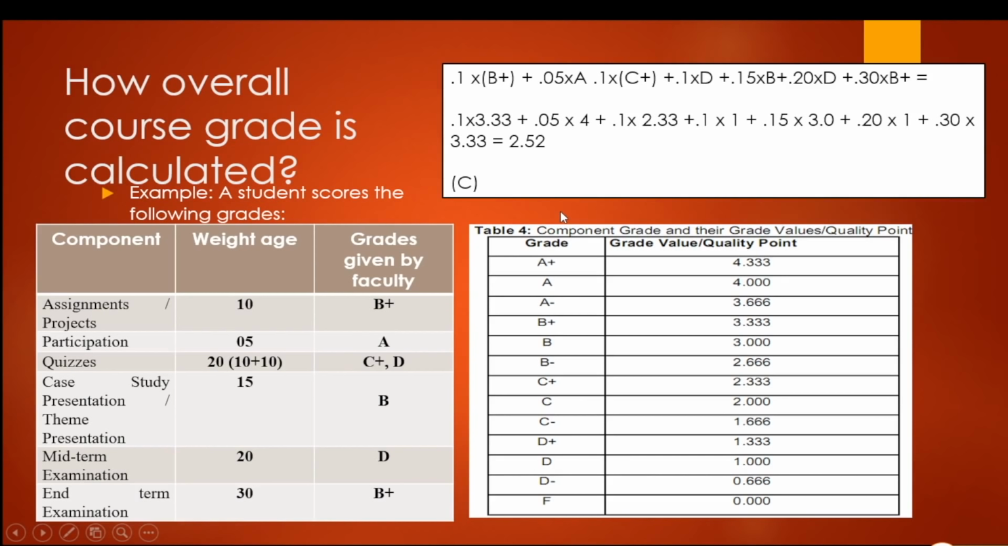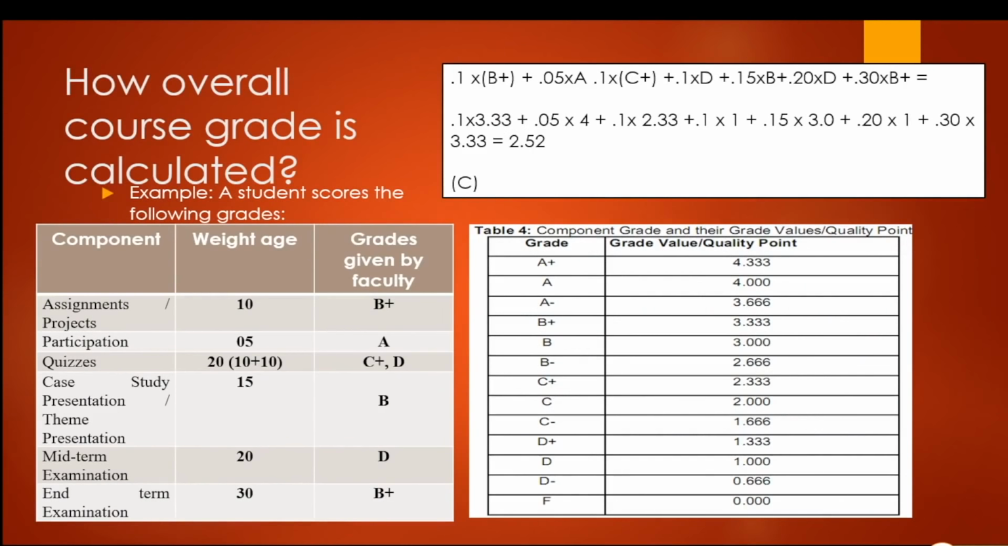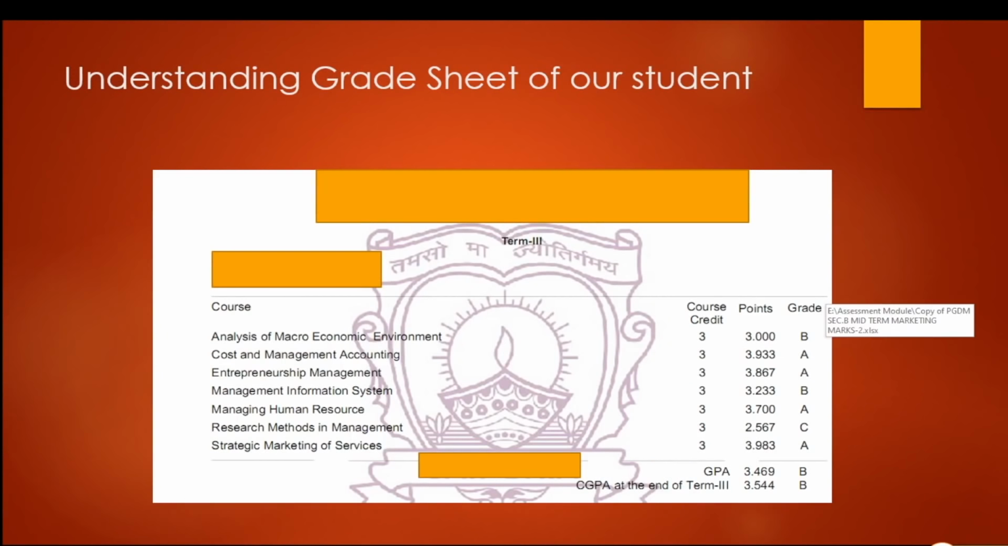So I have helped you understand how to use this table 4 and how to use this conversion table, which is showing the weightage matrix to calculate the same grade. Now once the grades are calculated on the grade sheet, this is how it looks like. Analysis of macroeconomics, the credits are given.